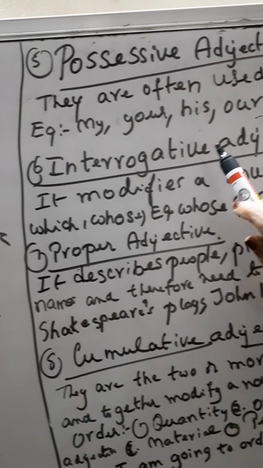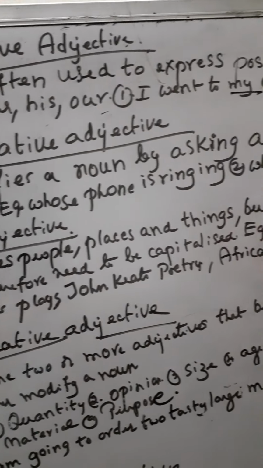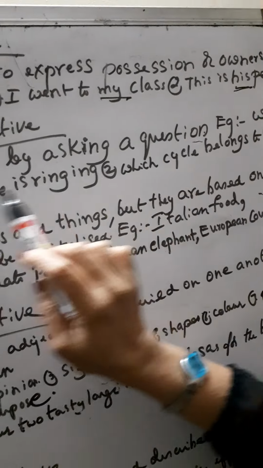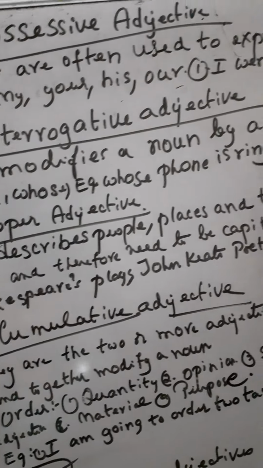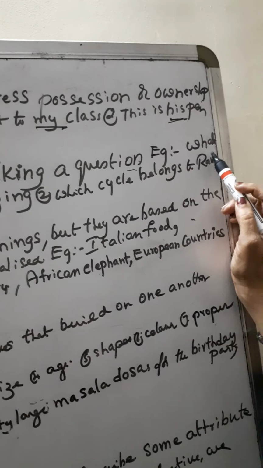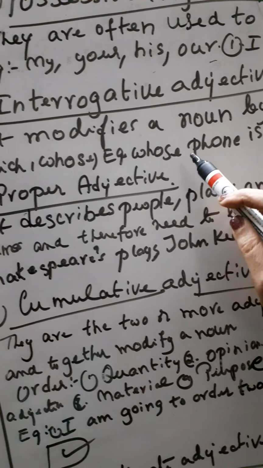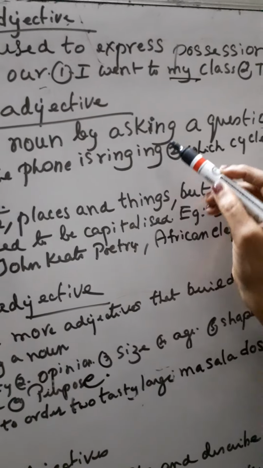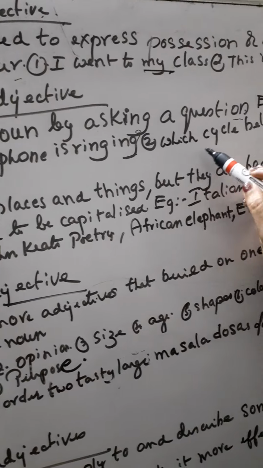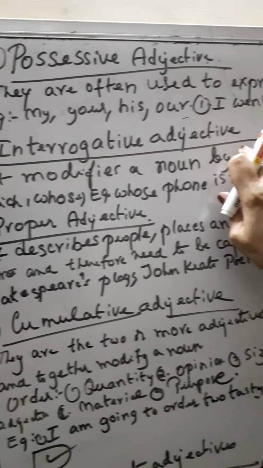Now the next one, the sixth one, is the interrogative adjective. It modifies a noun by asking a question. Example: what, which, whose. Example: whose phone is ringing? Which cycle belongs to Ram? These are interrogative adjectives.